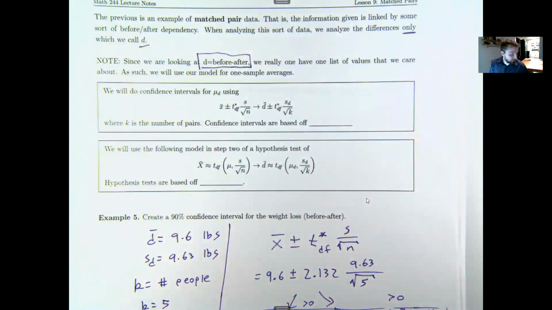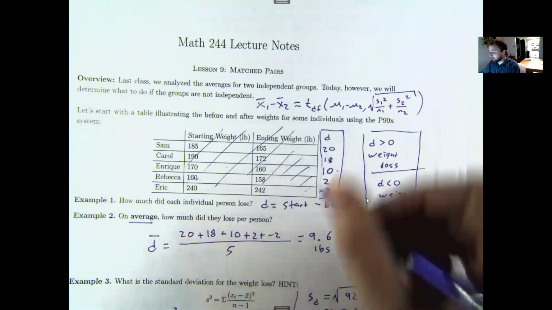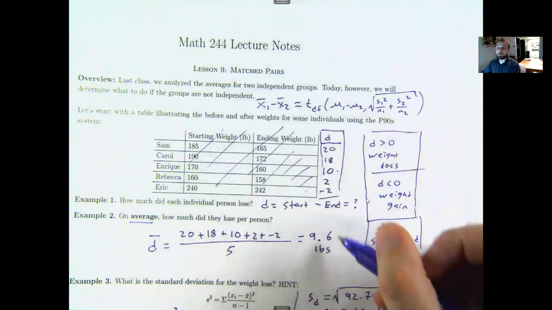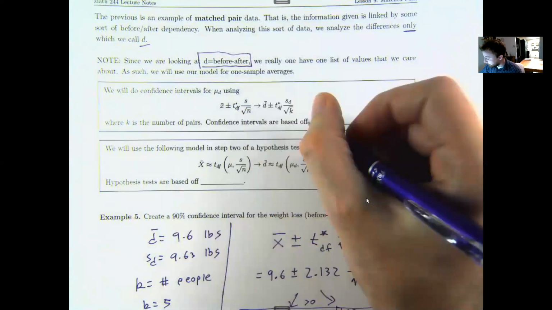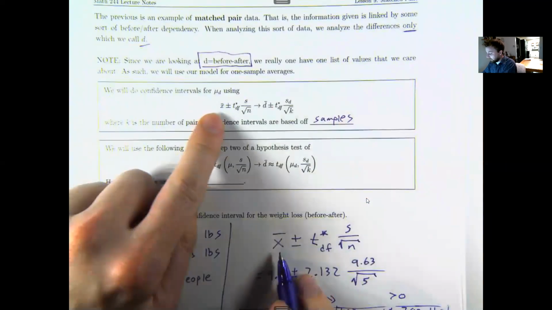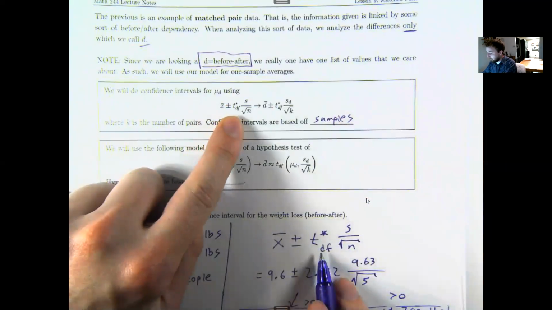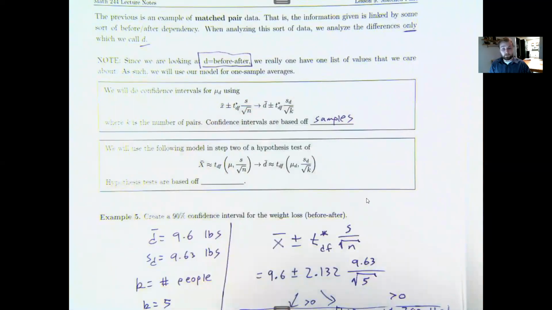So when I was looking at the grid of information, I didn't have two lists of information. I can truly condense this down to just one list, one variable that I was concerned about. So my confidence interval, I'm going to still have this be based off of samples, but I'm going to take my center plus or minus t star, my standard deviation over the square root of the number of samples.